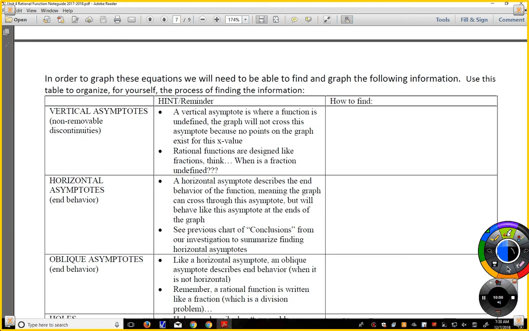So when our ends are not horizontal, what's the only time when our rational function will not have a horizontal asymptote? What type of rational function will have no horizontal asymptote? Then? Good. So when the numerator is more than the denominator, we said you can't find a horizontal asymptote, and you should go find the oblique asymptote. Okay? So how do we find an oblique asymptote?